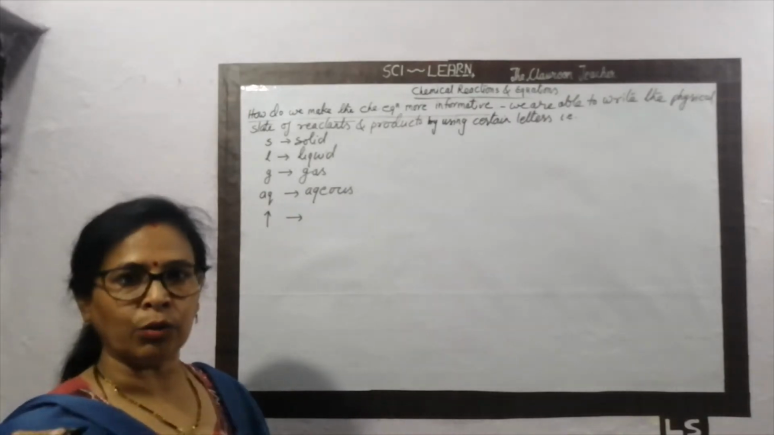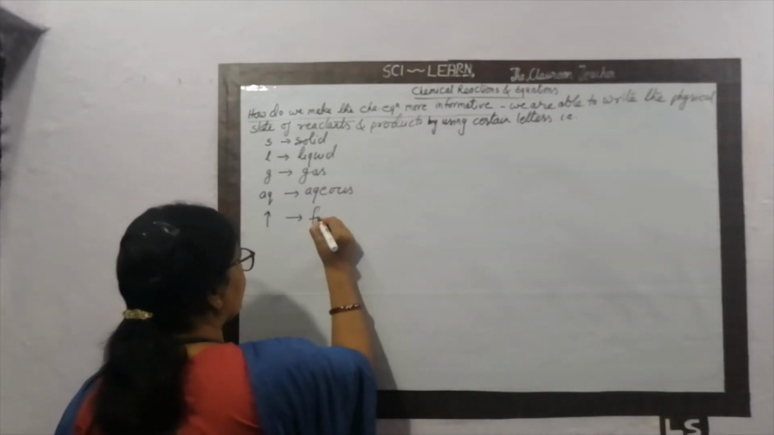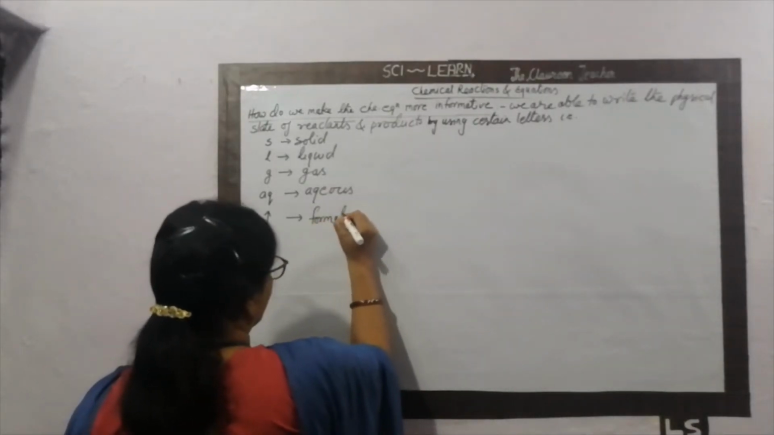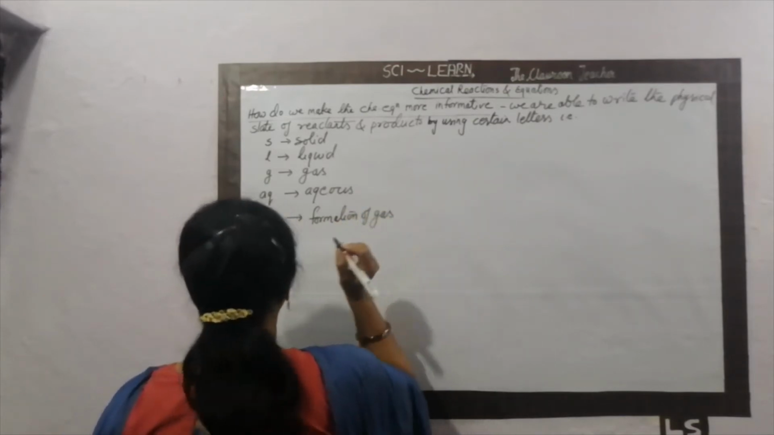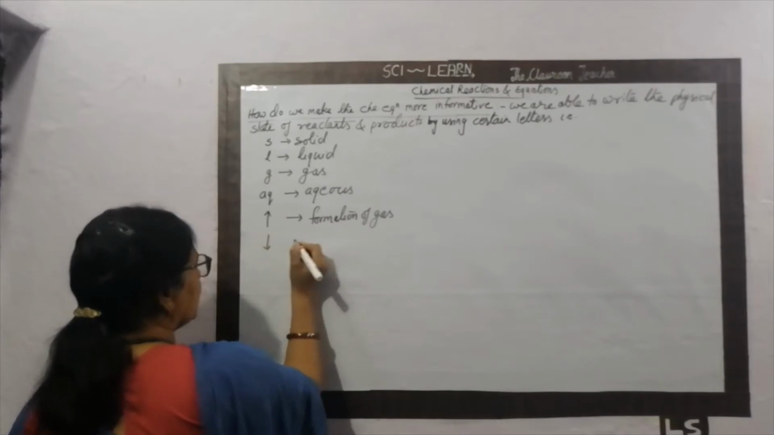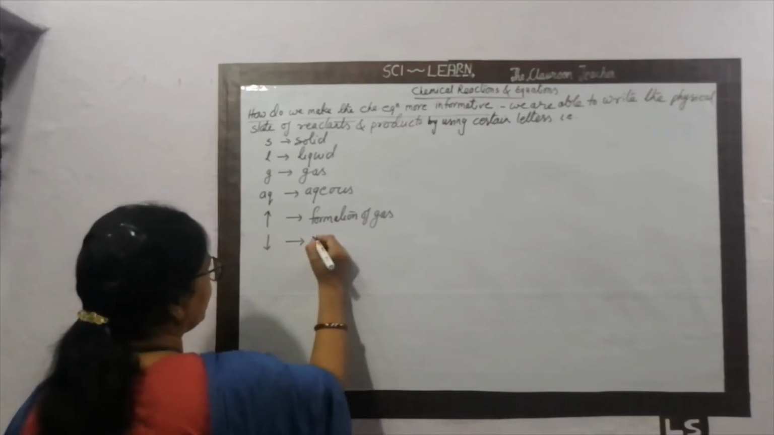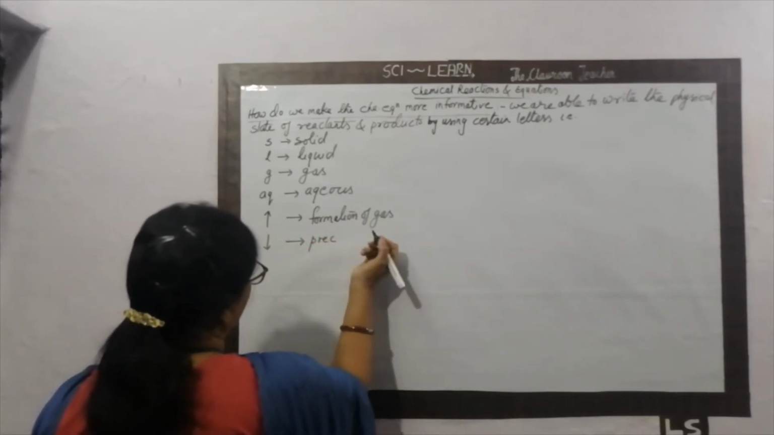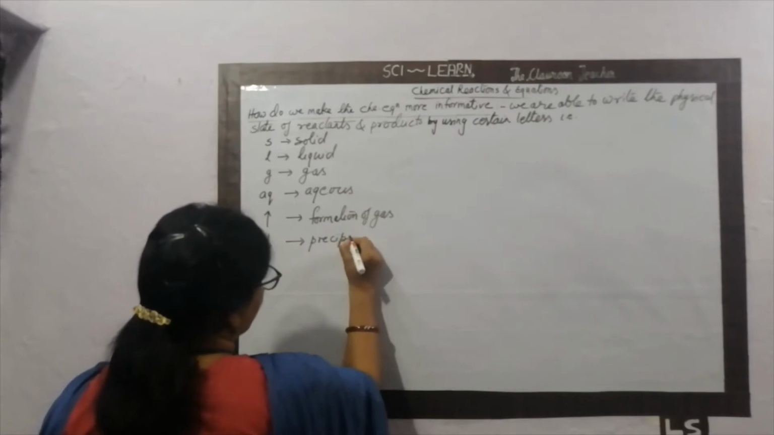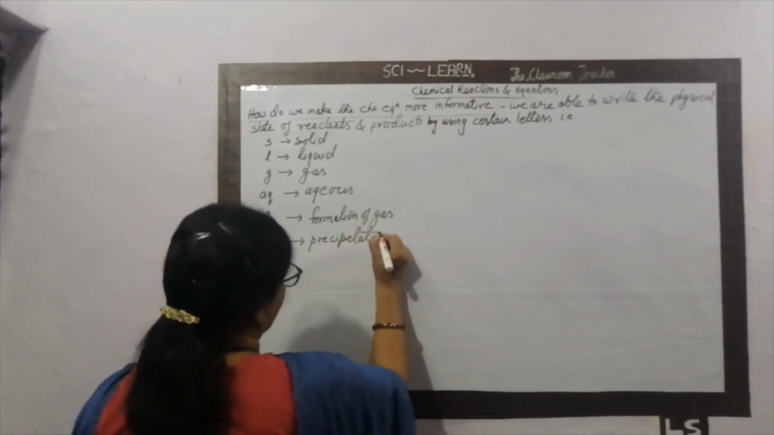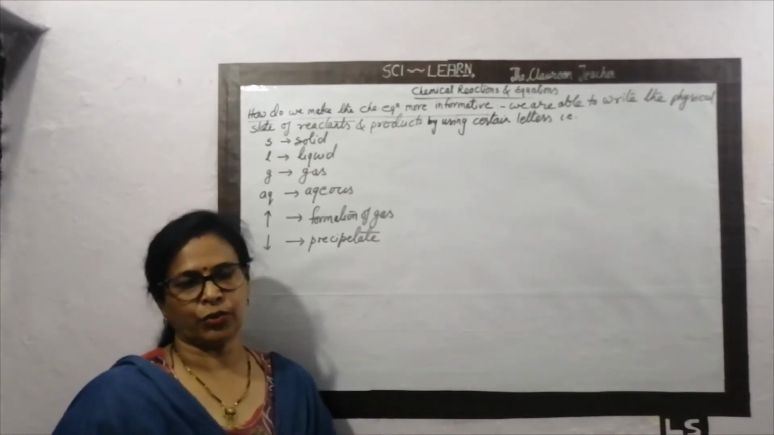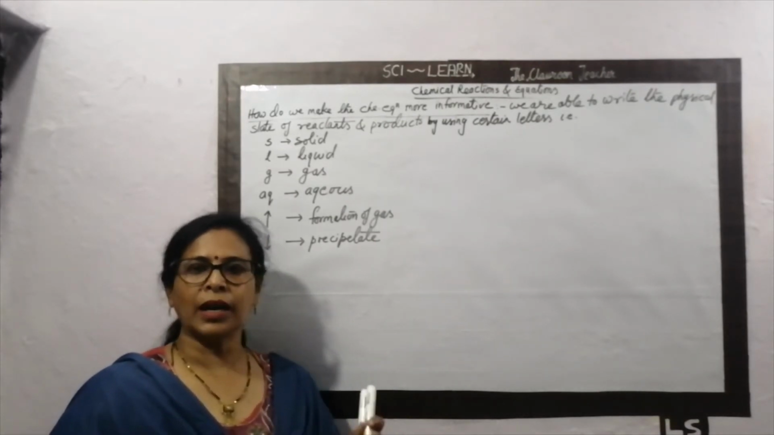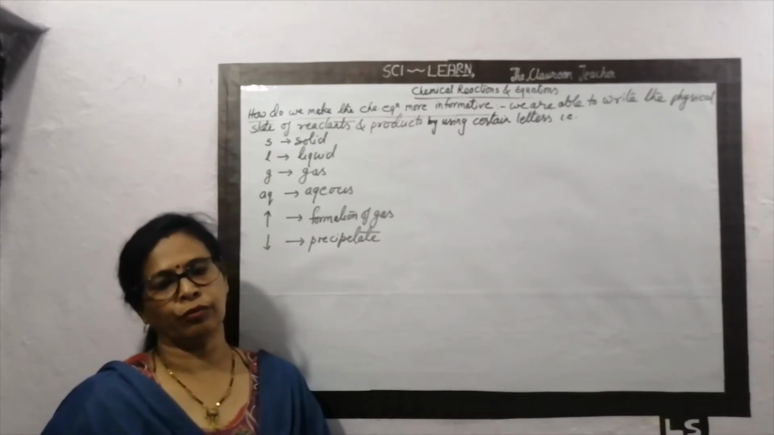This upward arrow shows the formation of gas. If some precipitate is formed in the equation, then we have to put one downward arrow. This shows the formation of the precipitate. So this is the way by which we are able to make the chemical equation more informative.